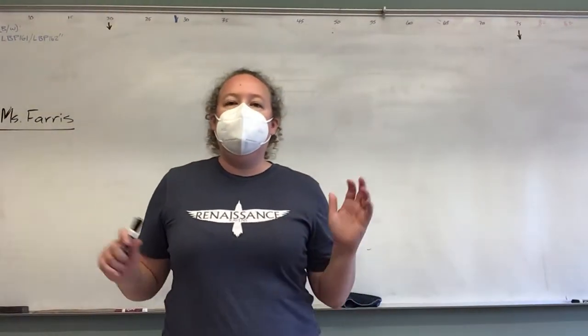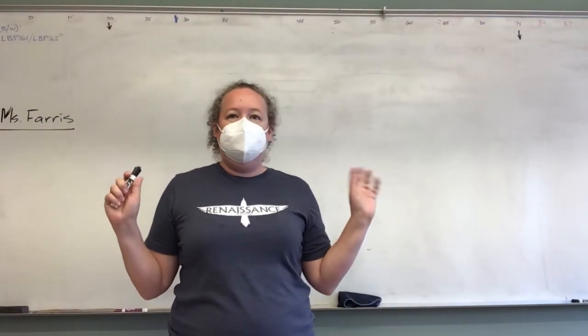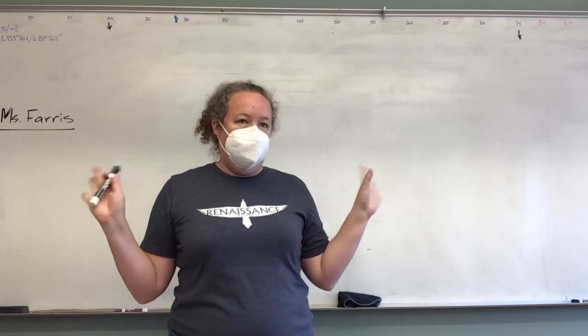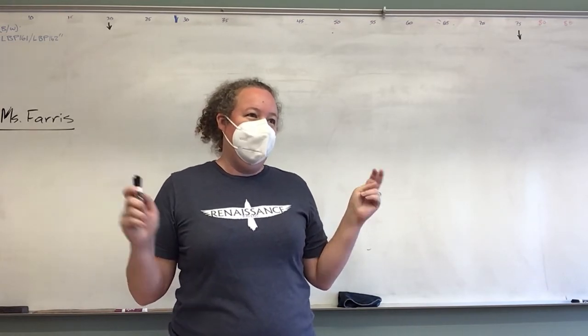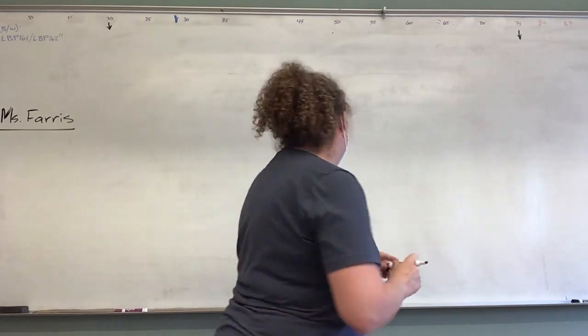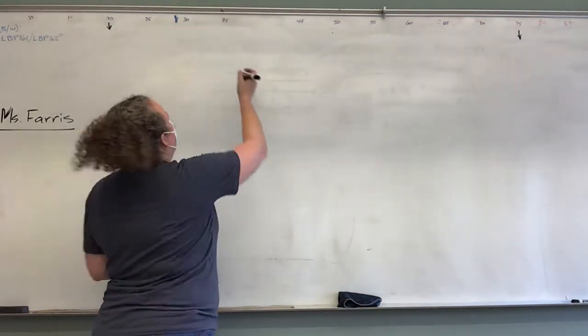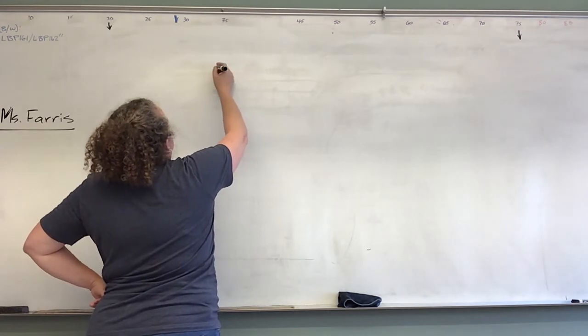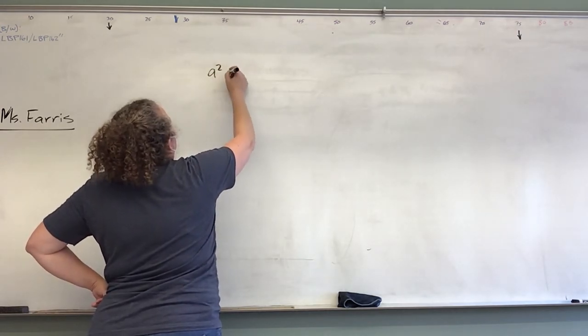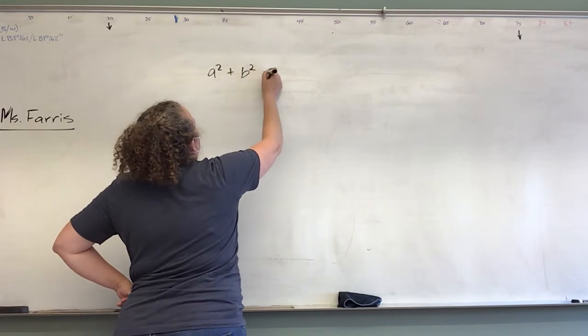So who can give me their favorite geometry formula? I really like the Pythagorean theorem. I don't really know many else. Okay, the Pythagorean theorem works. And what is the Pythagorean theorem, Cece? A squared plus b squared equals c squared.